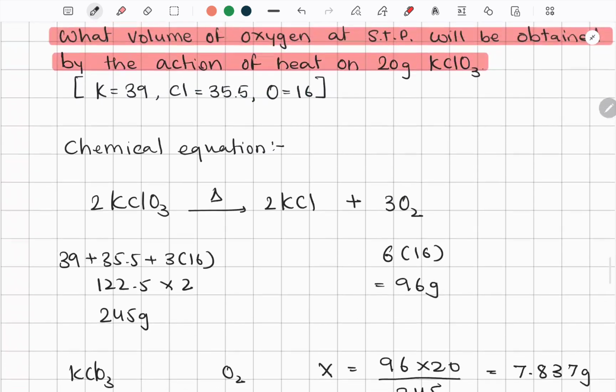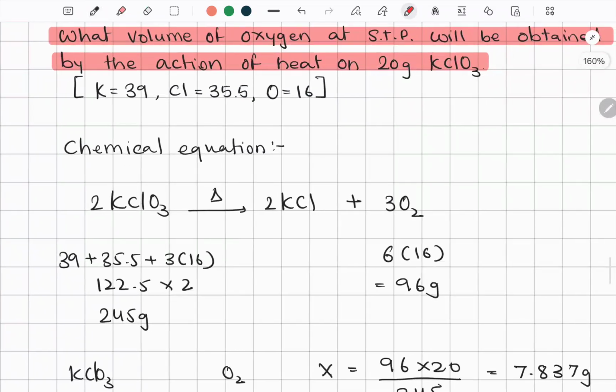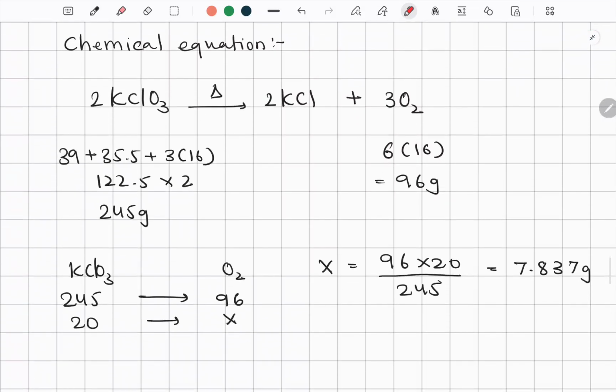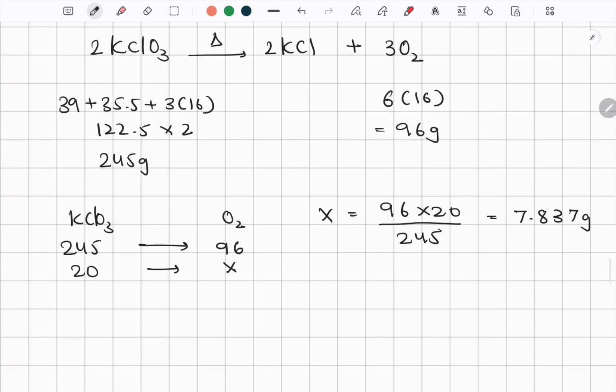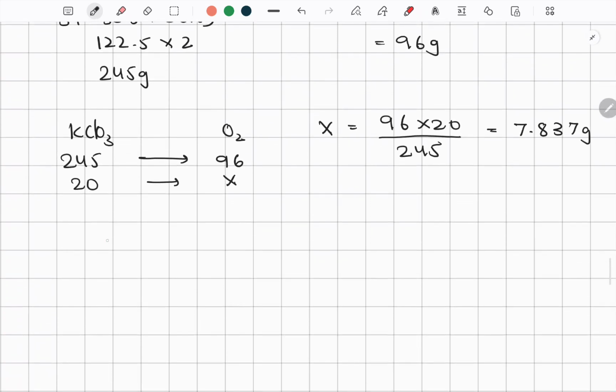But it was not asked the mass, it was asked the volume. What volume of oxygen at STP will be obtained? So we have to convert this mass into volume. We can do it by the formula: mass upon molecular mass equals volume at STP divided by 22.4. Do we know the mass? Yes, we know the mass.